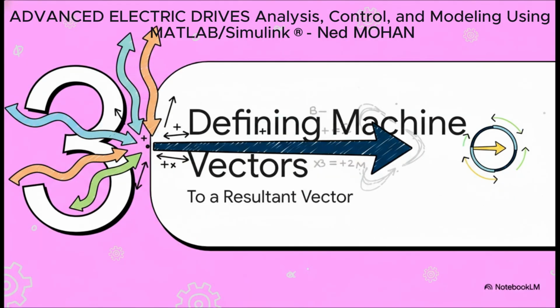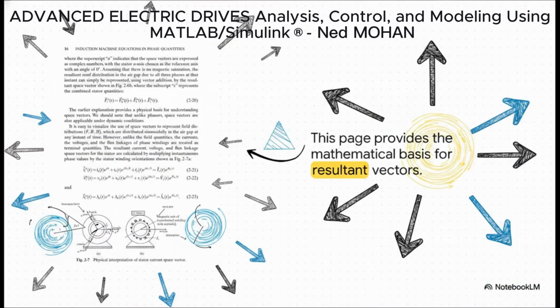Right, Section 3, defining the machine vectors. We've got our individual phase vectors, so how do we actually combine them into a single resultant vector? Let's get into the math and see how it's done. This page right here, from the source material, this is where it all comes together. It lays out the mathematical foundation for us. It shows exactly how we define these resultant space vectors for all the key electrical quantities in the stator.